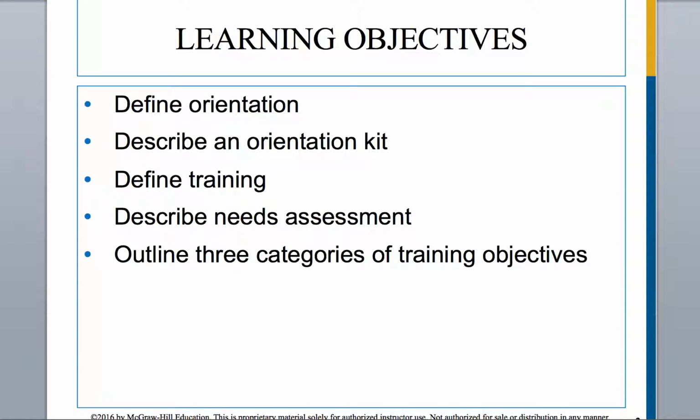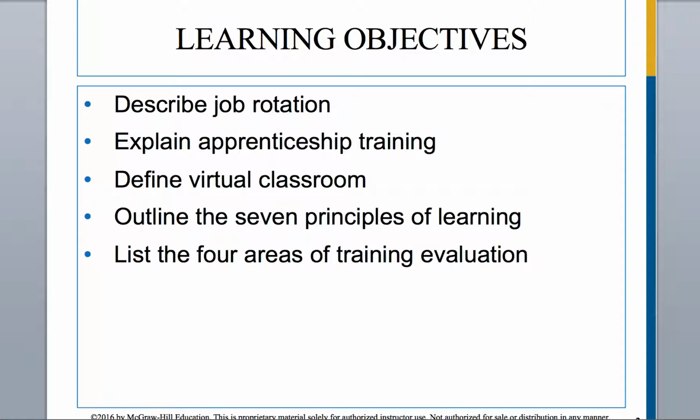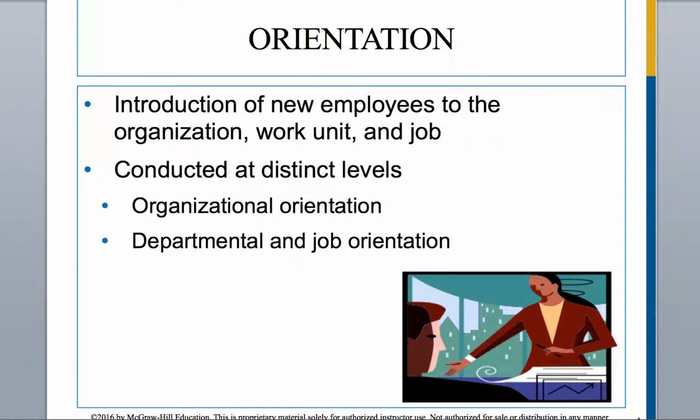We're going to define orientation and describe an orientation kit, define training, and describe a needs assessment that's taken. You'll hear about that a lot within companies. And then we're going to outline 3 categories of training objectives, describe job rotation, define a virtual classroom, explain the basis of an apprenticeship training, outline 7 principles of learning, list 4 areas of training evaluation.